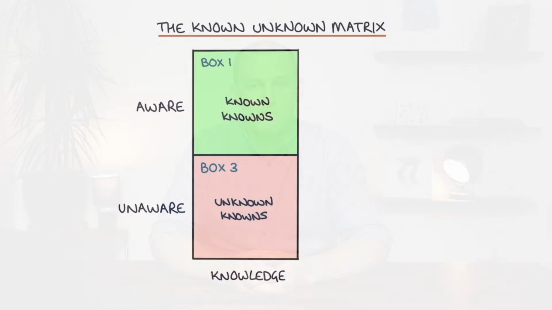Next, let's talk about box 3, which is the unknown knowns. And the main danger of having things that you know but you're not aware of is that you waste time going through that content again, when you should be spending that time and energy focusing on your weaknesses. So how do you move things from box 3 into box 1 so that you know and you're aware of the fact that you know them?